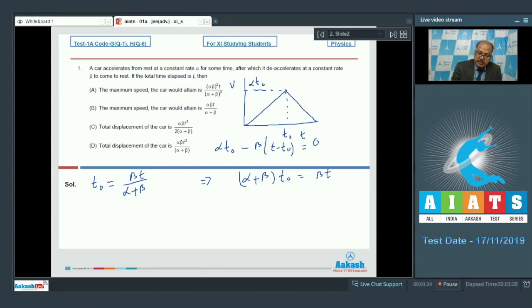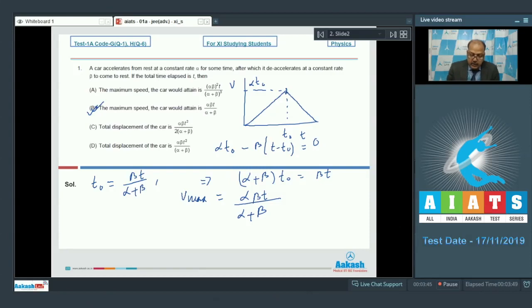So the maximum speed attained is at this point, and Vmax then will be simply alpha t naught. That means alpha beta t upon alpha plus beta. Let's look at the options. This is matching with option B, so option B is correct, and option A is incorrect in that case.